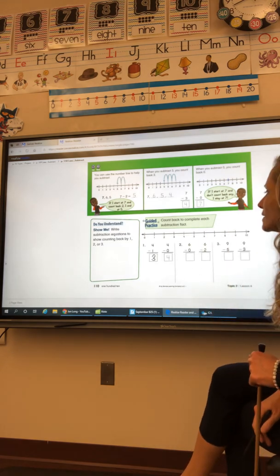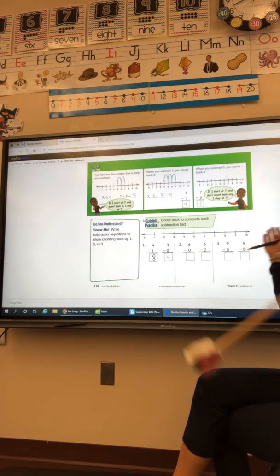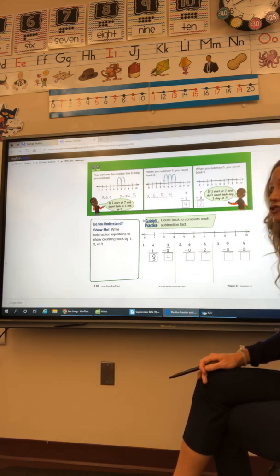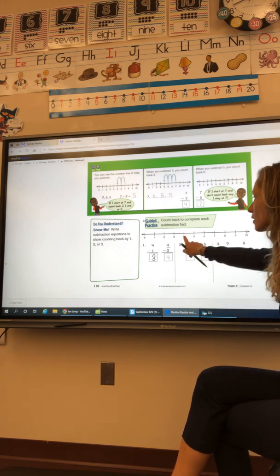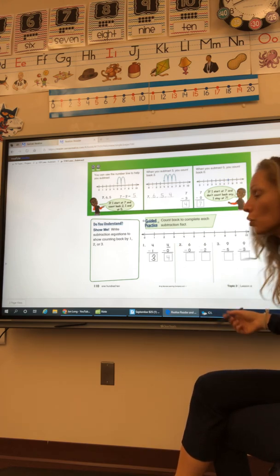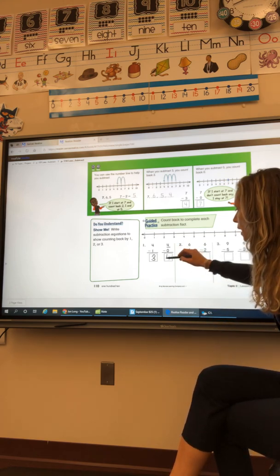Then we have a minus 0. Minus zeros are the best because the answer is whatever number I start with. If I'm on the 4 and I don't take any jumps back, the answer is 4. Let's put a 4 underneath.